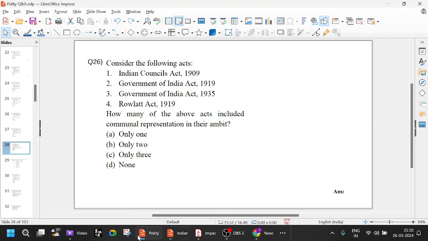So in this particular case, communal representation was there in 1, 2, 3. So only 3. So I would say option C is the answer. So yes, C is the answer.